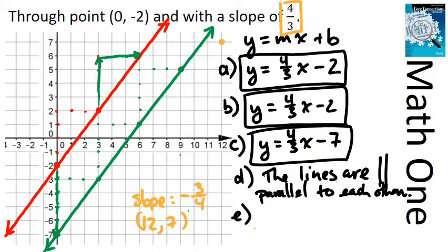Let me just do the work here at E. I would start with y equals mx plus b, and I'm going to plug in the y value that we know, which is 7. So I would say 7 equals, and then I'm going to plug in the slope, negative 3/4, and then I'm going to multiply that by my x value. My x value is 12, and then I'm going to add b.